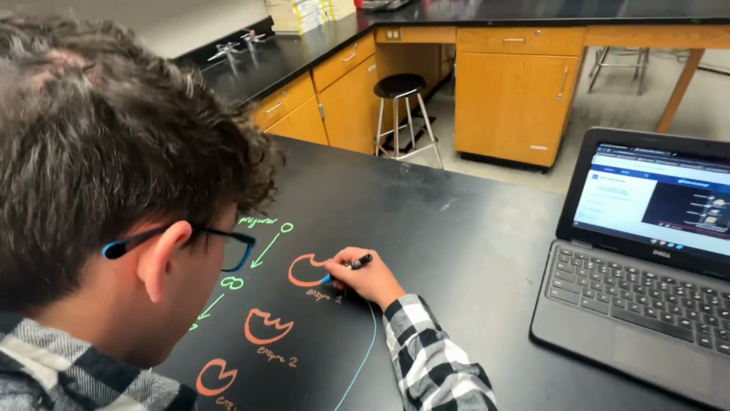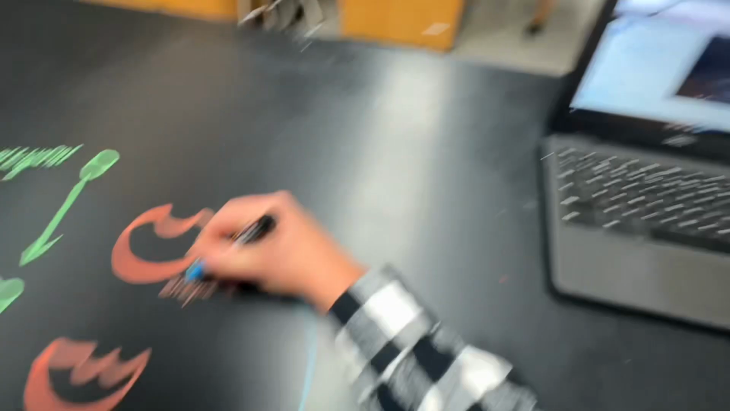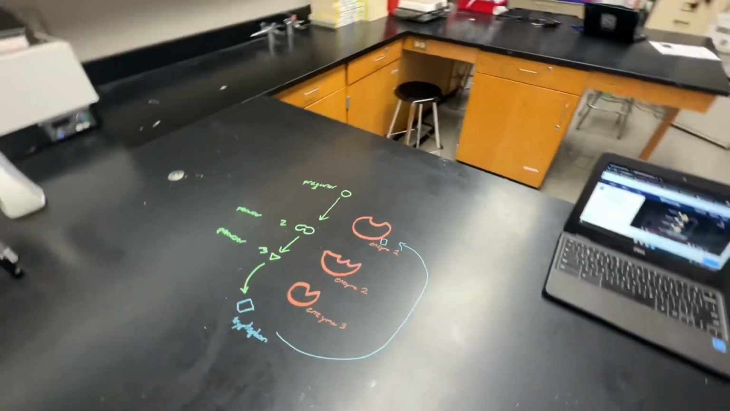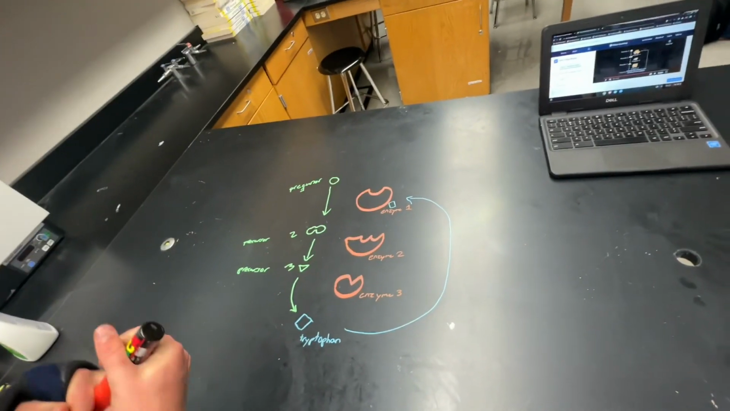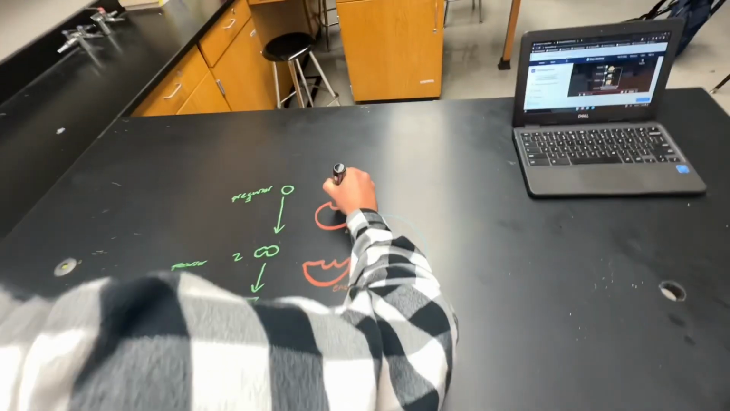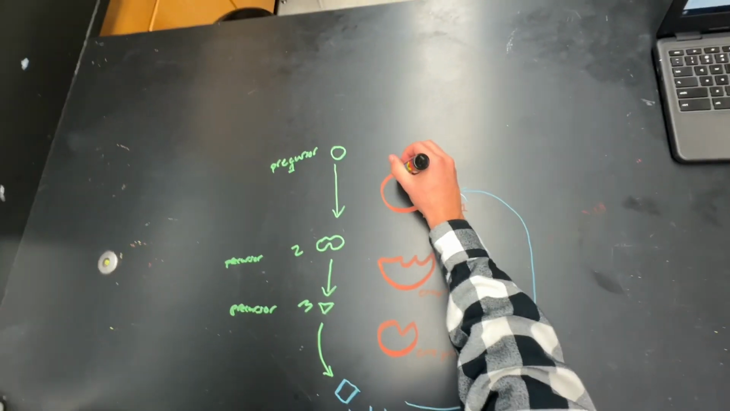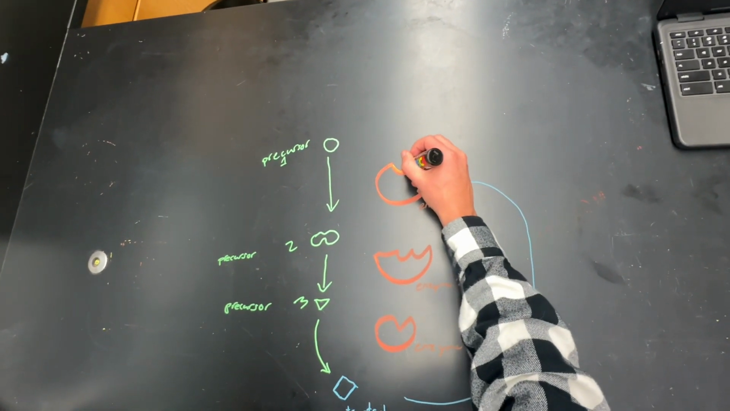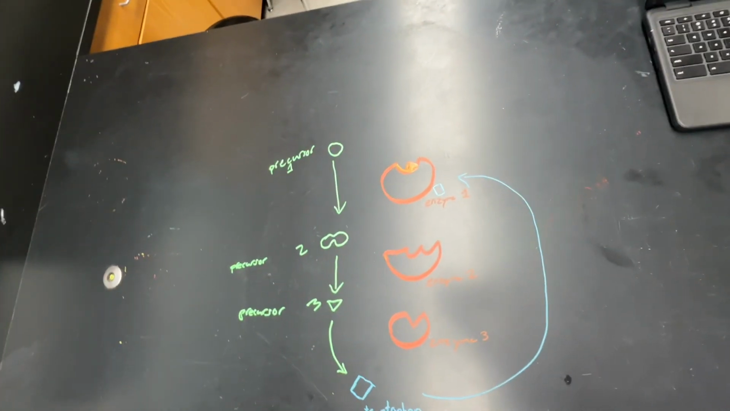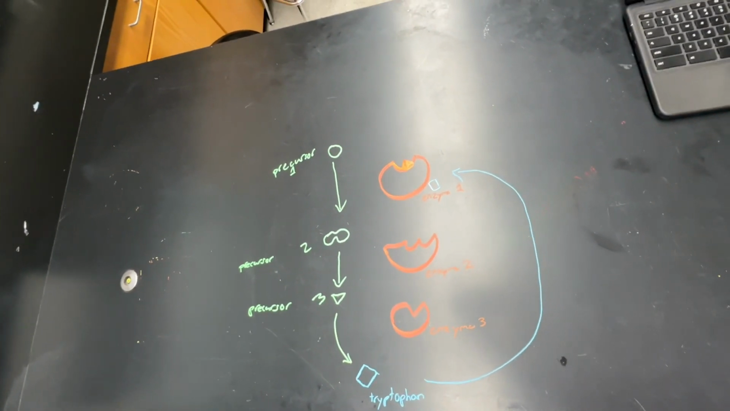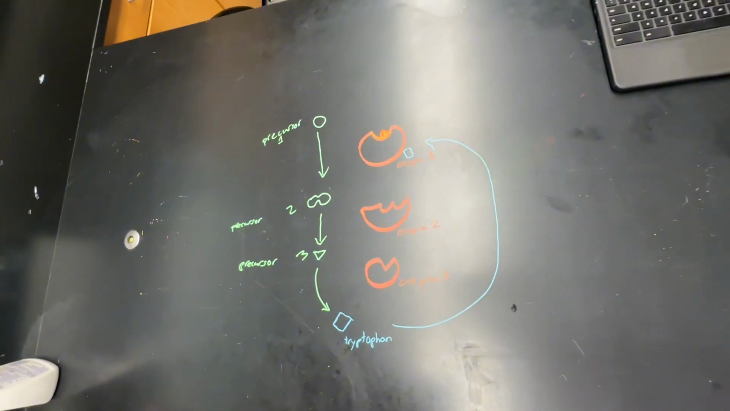So say it binds here, and then it's going to change the shape of this so that, let's just say instead of a circle, it's going to look like this now. So now this thing can't bind in there anymore because its shape has changed. So now it's never going to make it into precursor 2, as long as there's tryptophan.